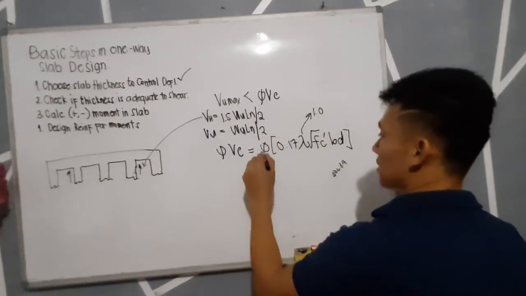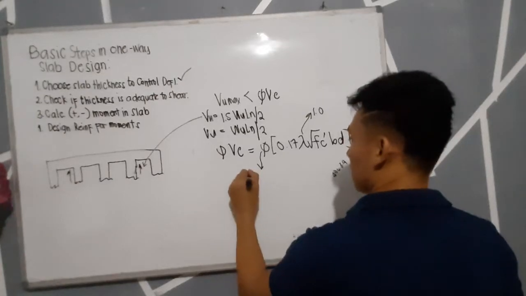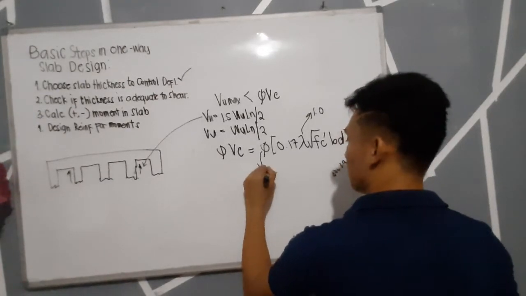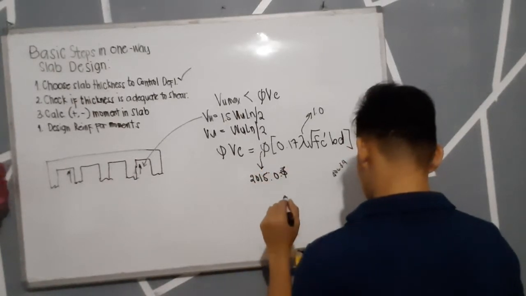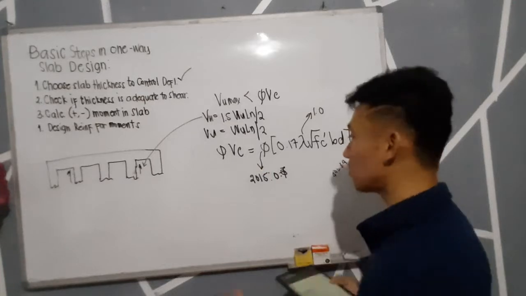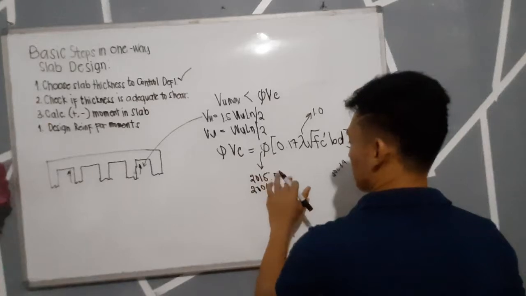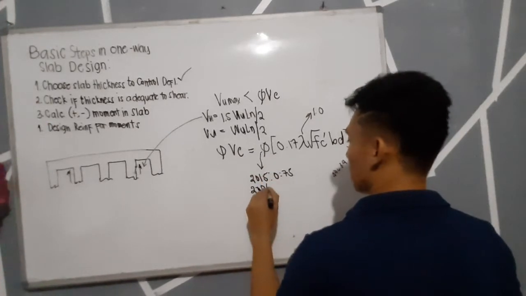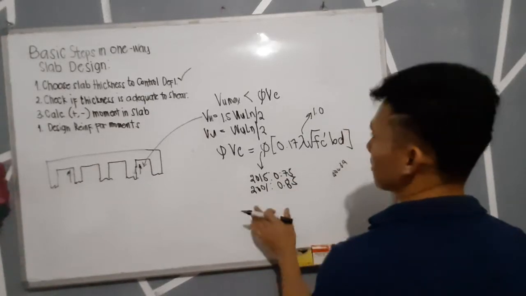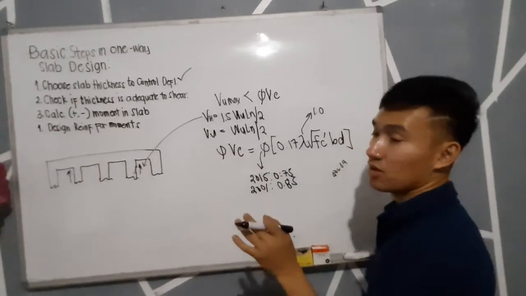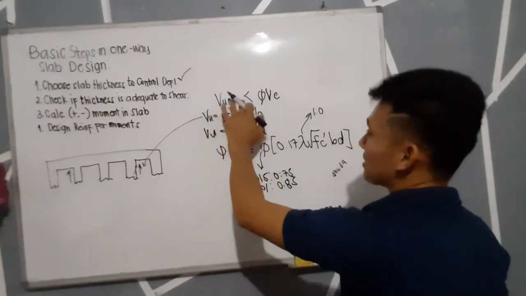Then the phi factor for the 2015 code is 0.75, and for the 2001 code it is 0.85. So after solving this, we get the Vc, and we found out that Vu max is less than phi Vc.